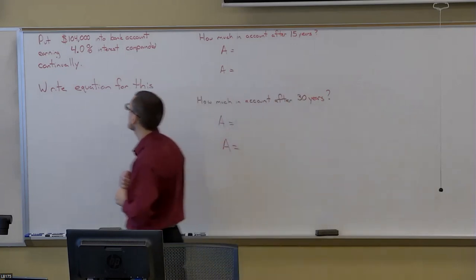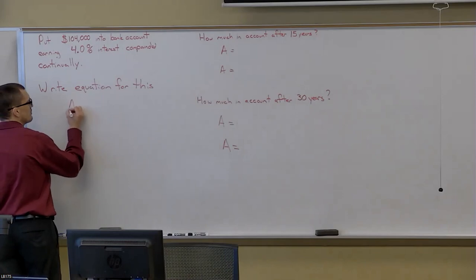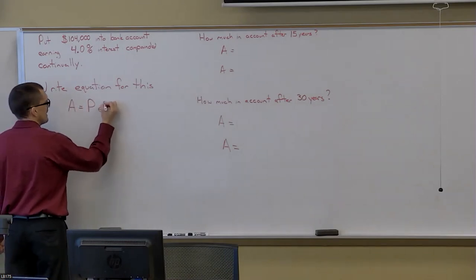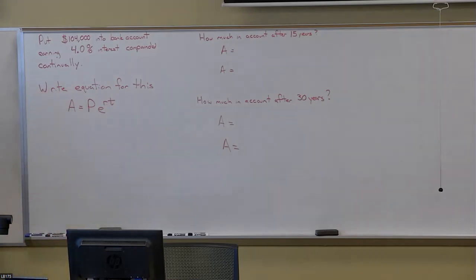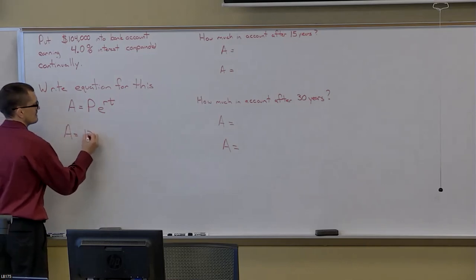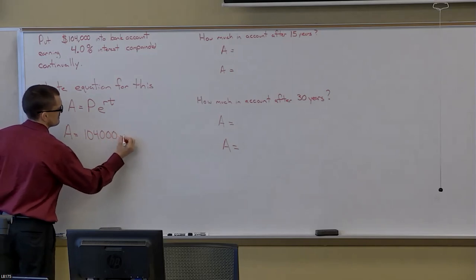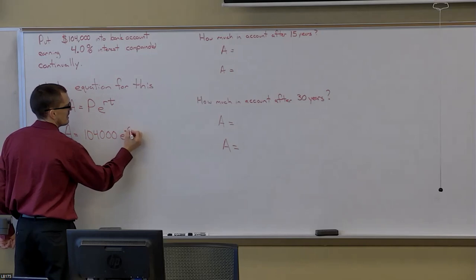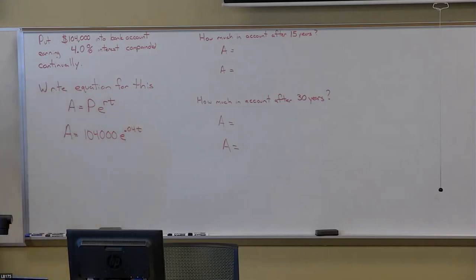All right, so if we're compounding continuously, this is the one where I have to use e. A equals P times e to the rt power. And all of the same things apply. My P is the initial amount. In this case, it's 104,000. My r is an interest rate of 4%. That's 0.04 for the r. And then e is just e, right? e is just the number e.